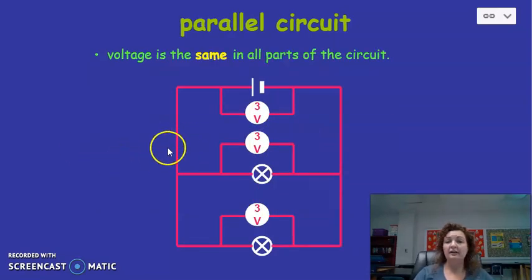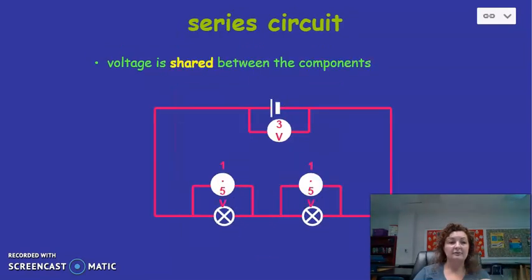Looking at a parallel circuit, the voltage is the same in all parts of the circuit, which makes a parallel circuit really awesome. Okay, so if I have 3 volts in my battery, everywhere I have 3 volts, which allows my components to shine at their full brightness. So these light bulbs will be shining at their full brightness all the time, as long as that battery still had power, right? Going back to my series, my light bulbs would not be shining at their full brightness, okay? They would be dimmed because I would not be receiving those full 3 volts. I would only be receiving half.